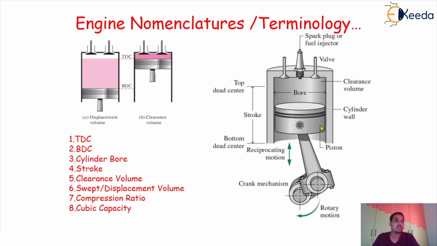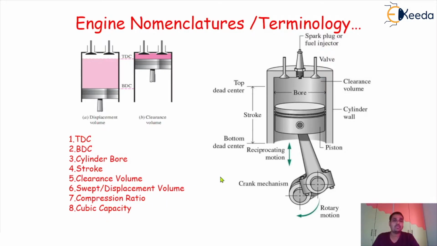So dear friends, this TDC, BDC, cylinder bore, stroke, clearance volume, swept or displacement volume, compression ratio, cubic capacity, all these terms combined together are called engine nomenclature or its terminology. Here we are going to understand one by one the detail about these engine nomenclatures. This concept is very important to understand, because the things about the engines totally depend on this terminology.